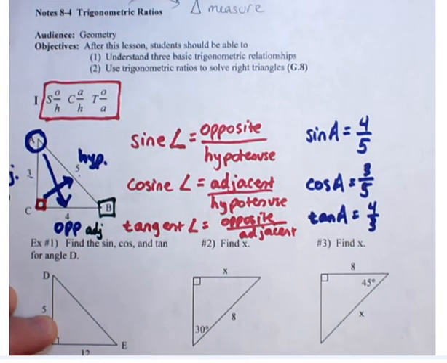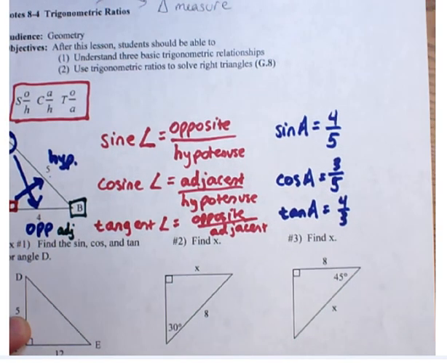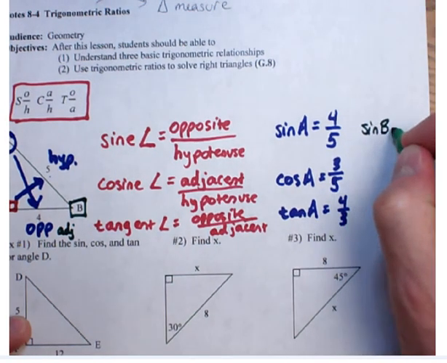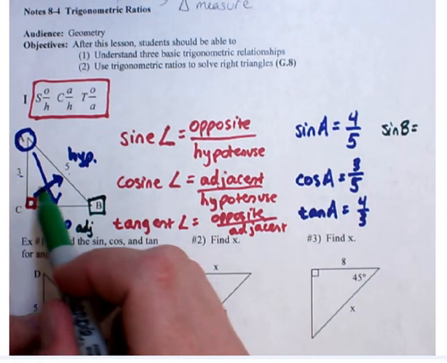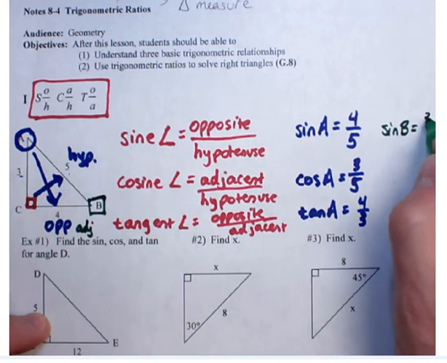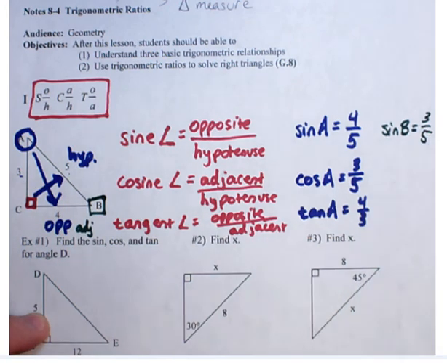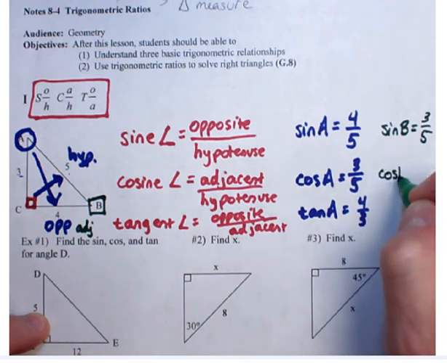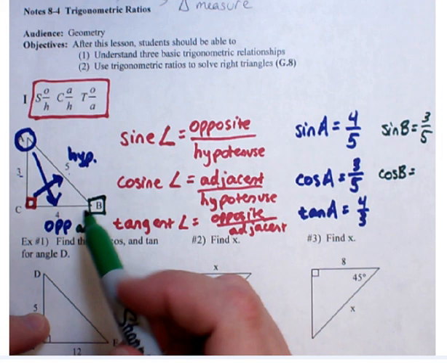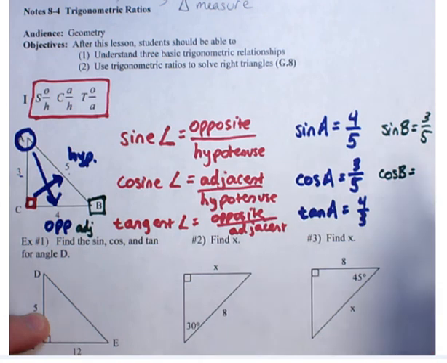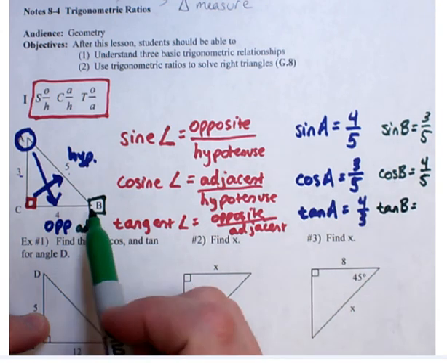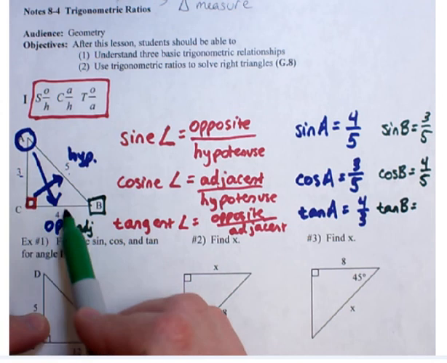So we could also, over here on the side, have done the sine of angle B. And the sine of B is the opposite, which would be 3, over the hypotenuse, which is 5. So the sine of B is 3 over 5. The cosine of angle B would be the adjacent, which is now 4, divided by the hypotenuse, 5. So it's this fraction 4/5. The tangent of angle B equals the opposite, which is 3, divided by the adjacent, which is 4.